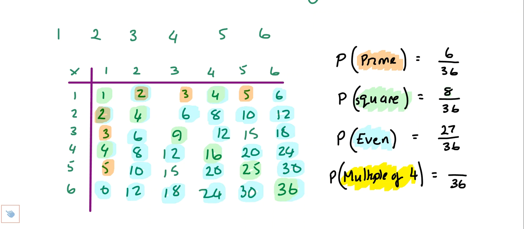Okay, and then finally, what about the multiples of 4 then? So that would be 4, 8, 12, 16, 20, 24, so we've definitely got those ones. There's another 12, and another 12, and another 12, and 36.